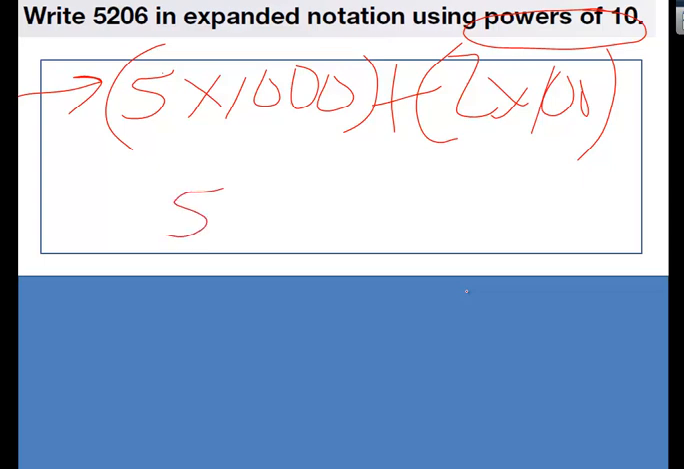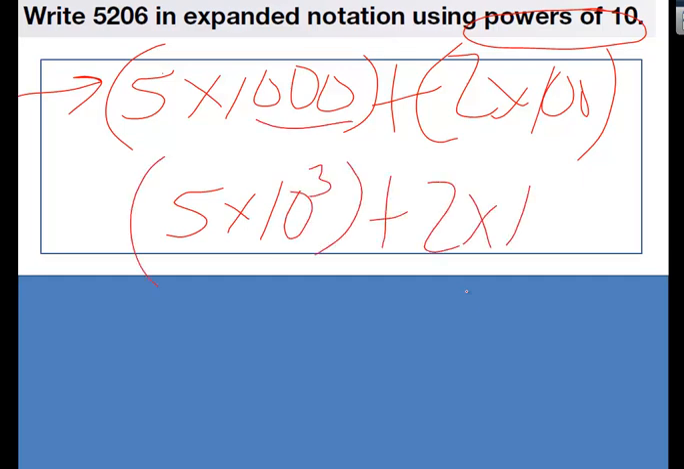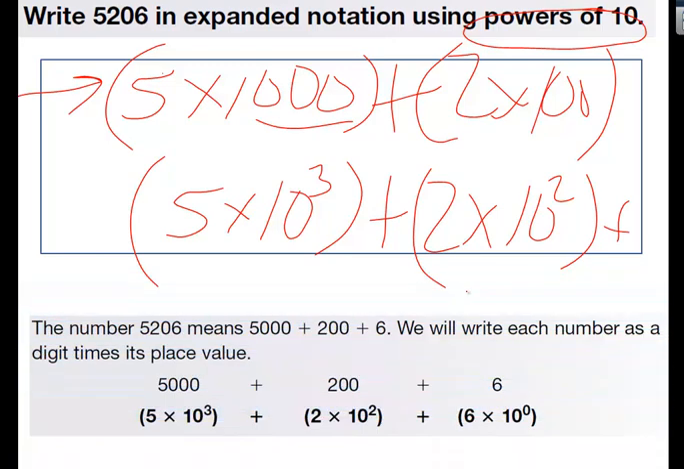That would be 5 times 10 to the, how many zeros do I have? 3, plus 2 times 10 to the 2nd, right? And then we finish it up. Plus 6 times 10 to the 0. Which is equal to, again, what? 1. And 6 times 1 is 6.